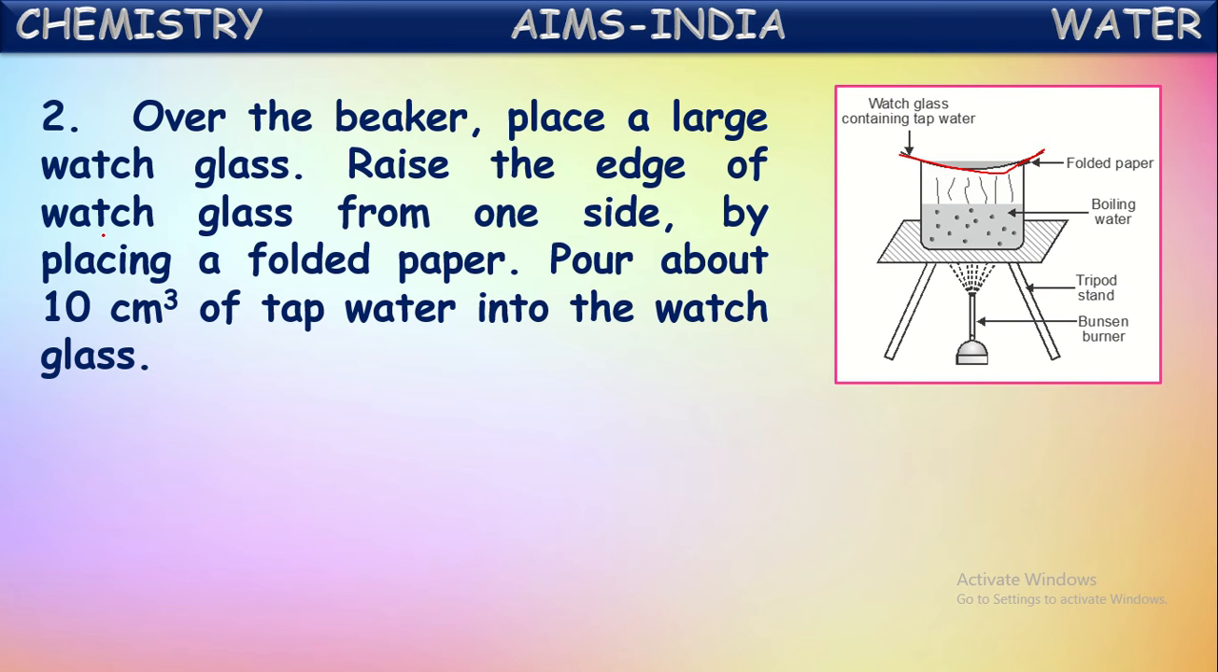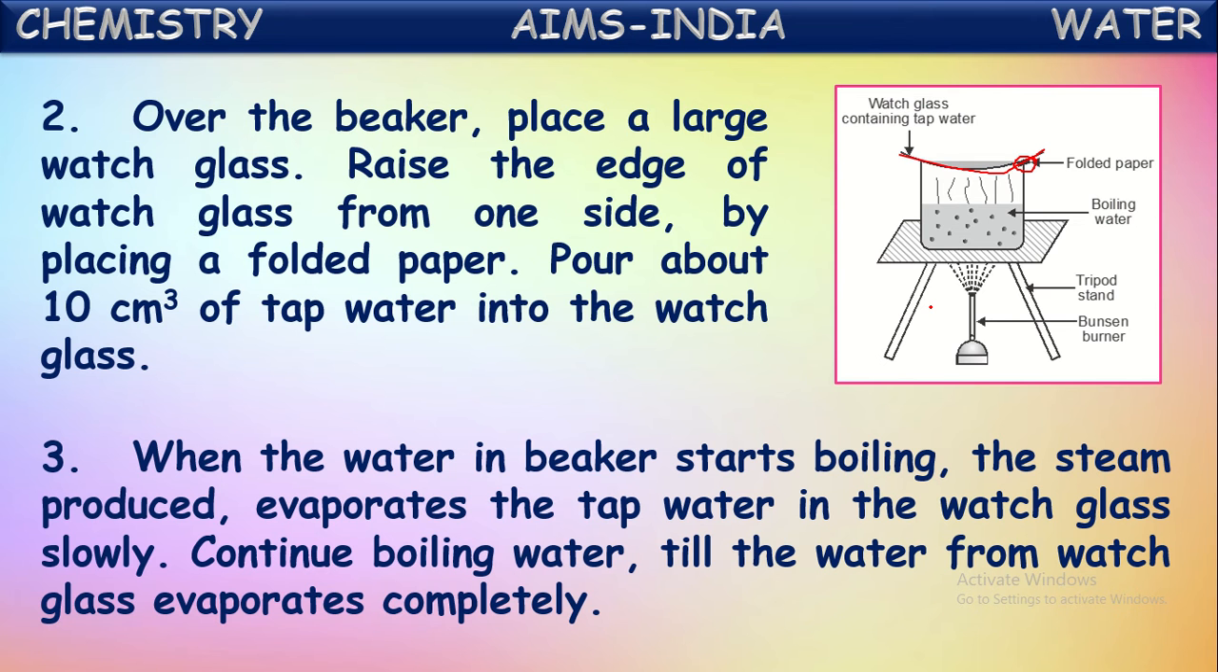Now raise the edge of the watch glass from one side by placing a folded paper. Here, if you observe, a folded paper is kept to make the water vapor escape. Okay, pour about 100 ml of tap water into the watch glass. Here also a certain amount of tap water is poured. This is the experimental setup we have to arrange first. Now we have to start heating again.